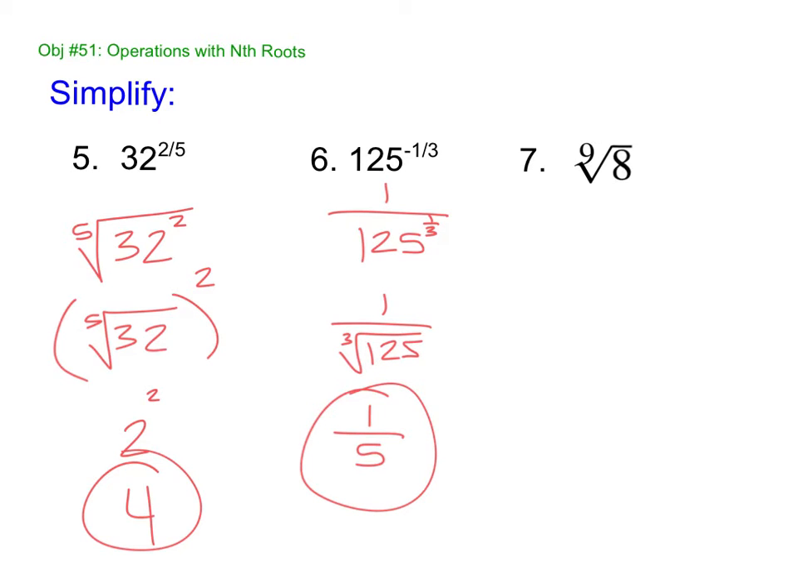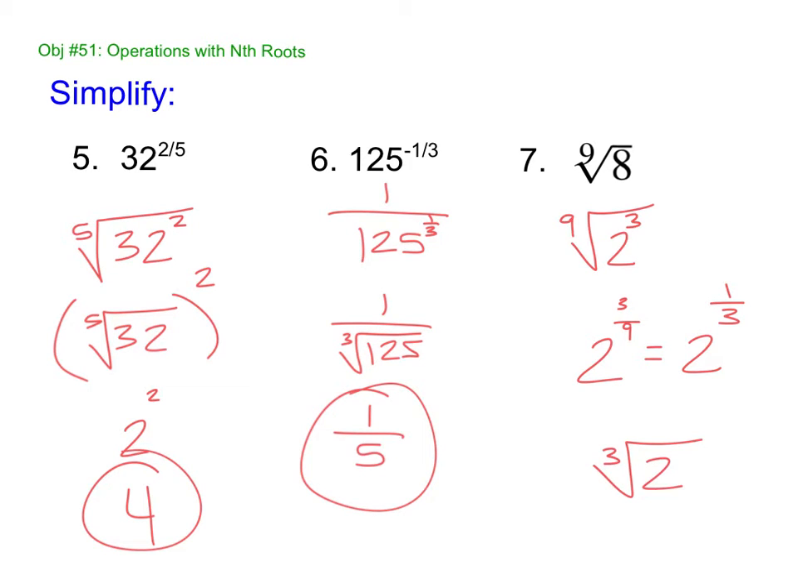7's a little harder. So think about how you can rewrite 8. 8 is a number to what power? 8 is 2 to the 3rd. So this is the 9th root of 2 to the 3rd, right? But like before I said, we can write that as a fractional exponent. What's that as a fractional exponent? The 9 is the denominator. 3 is the power. 3 over 9 is a third. So the simplified version of that is just the cubed root of 2.